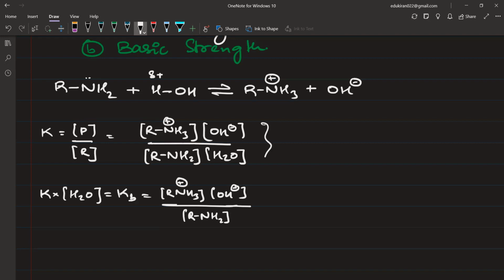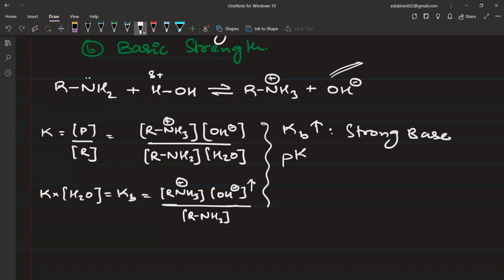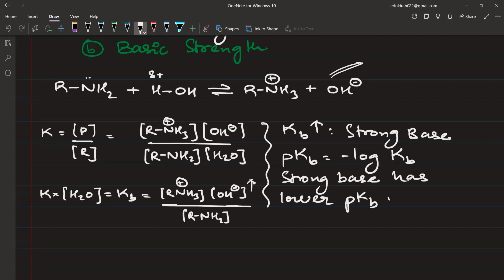Obviously, if you have too much OH negative, that means the quantity of product is more, so Kb will also be higher. That is why if Kb is high, we can say it is a strong base. But again, we don't use Kb, we use pKb, and pKb is equal to minus log of Kb. It means if the Kb is high, this complete thing will be low because of the negative sign. pKb is going to be low. Therefore, a strong base has a lower pKb value.